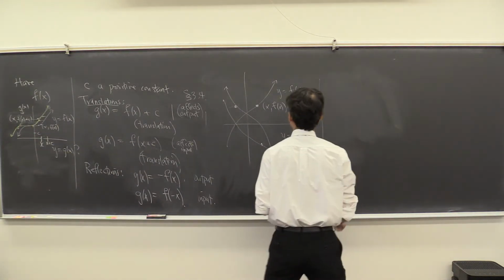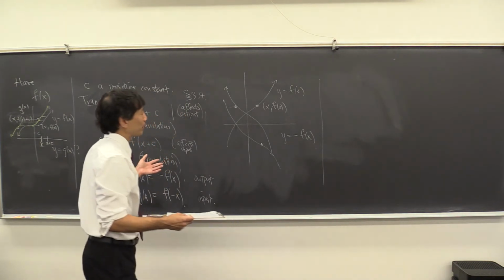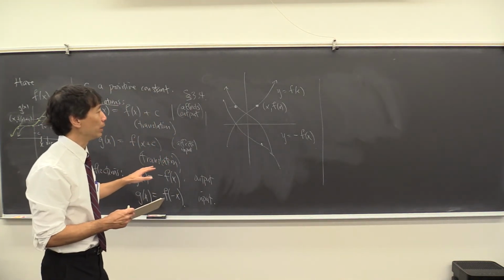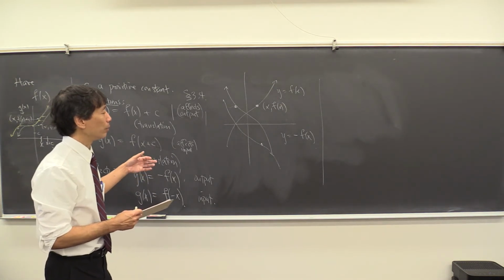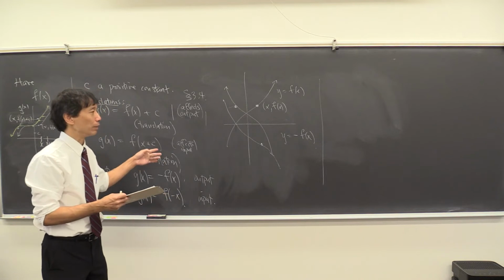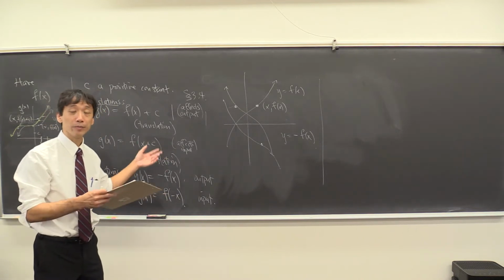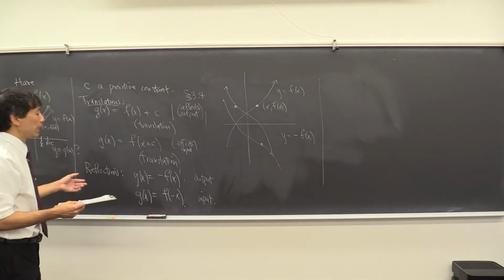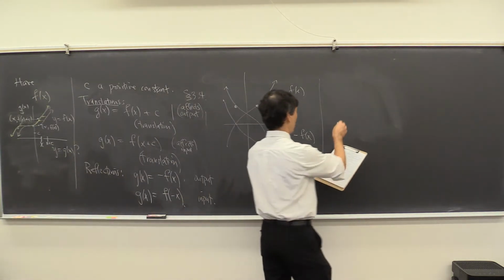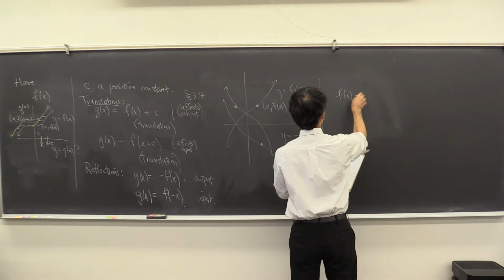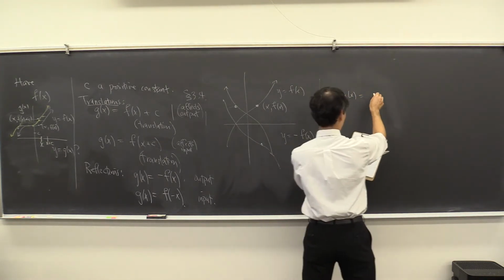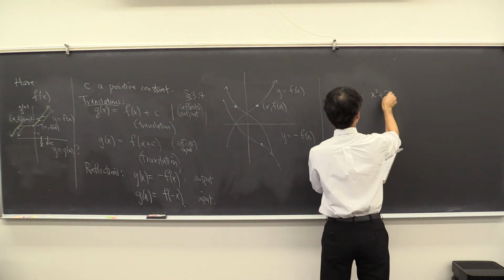Why do we do this? Like I said, we're going to use this to recognize more complicated functions as versions of simpler functions. So here's an example. We have this function f of x. Now, I'm going to say g of x is x squared plus 3x plus 2.